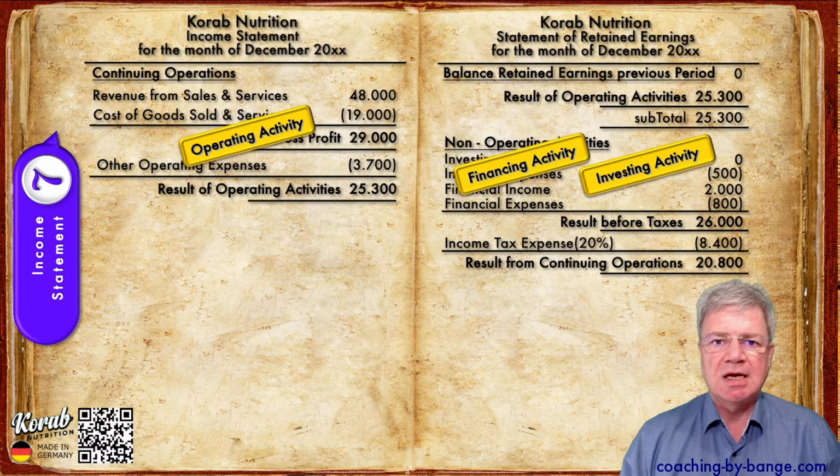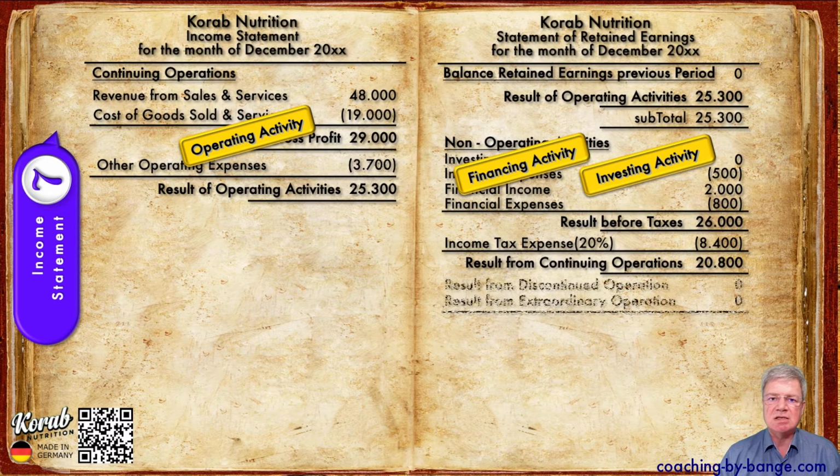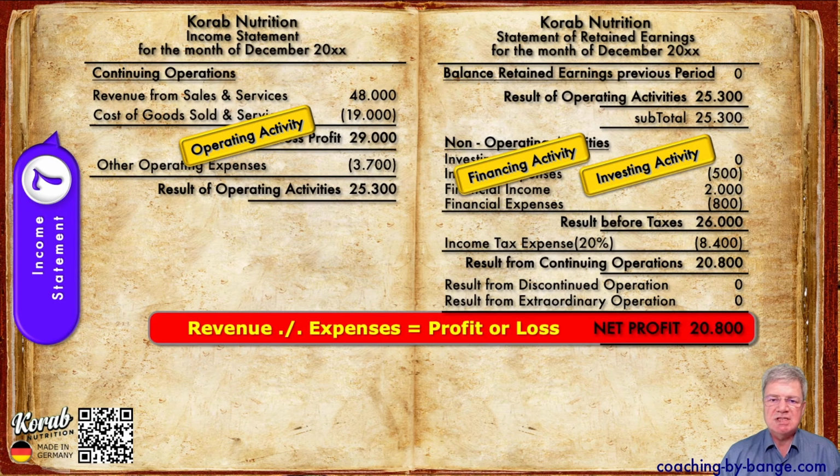operation. Now, from continuous operation, it can also happen in some years that you have other expenses such as discontinued or extraordinary. These we will talk about in a later video. And if we don't have anything like that, we don't need to add it. At the end, we get our so-called net profit. So you see, net profit is revenues minus expenses. It is an equation, the so-called income equation.